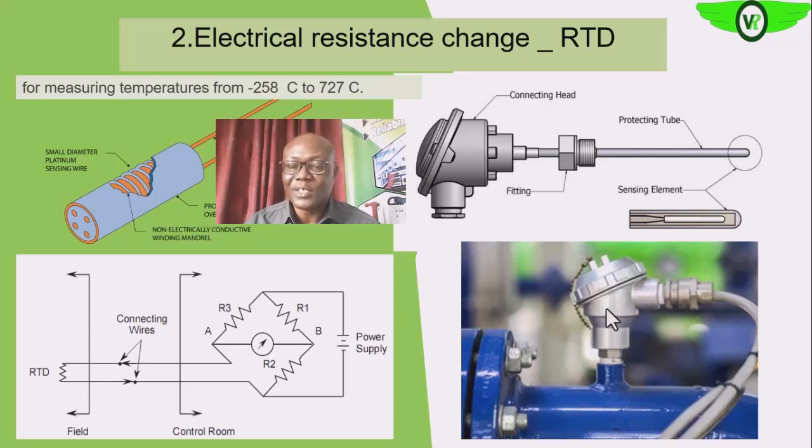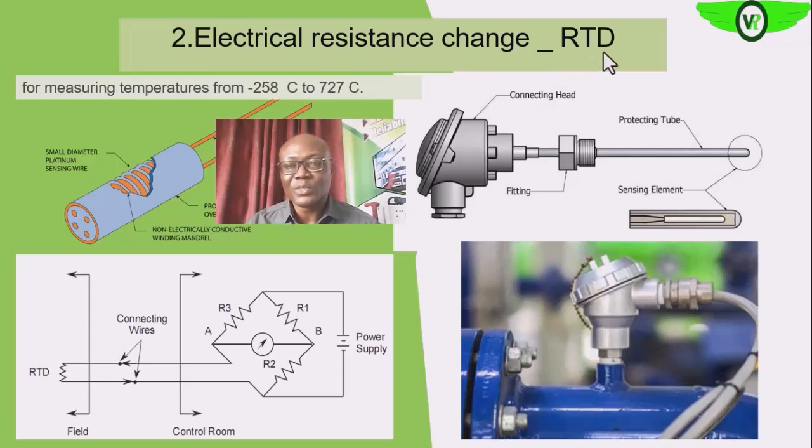Then the sensor wire is run to the junction box, and from the junction box it is connected to your transmitter or to your controller, and there it could be amplified and sent to wherever it is sent to. So this is another form of sensor, the resistance temperature detector.